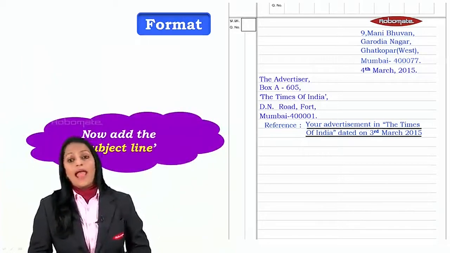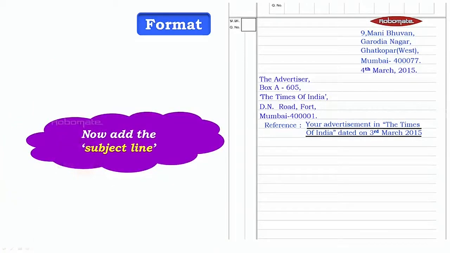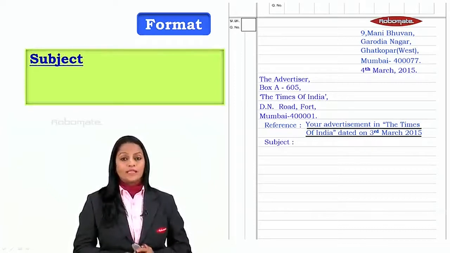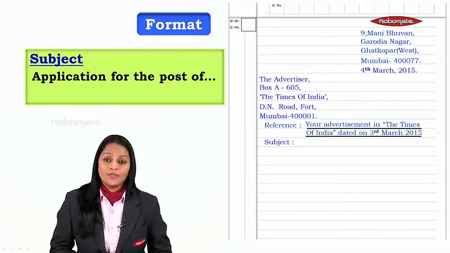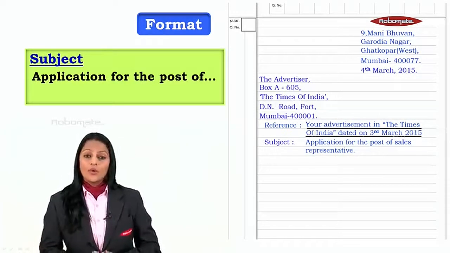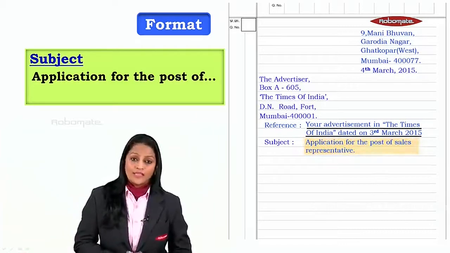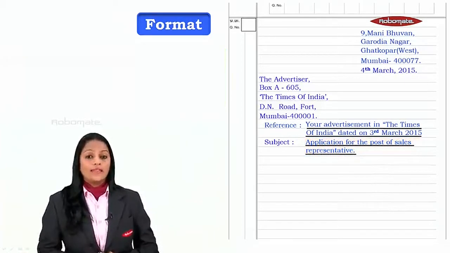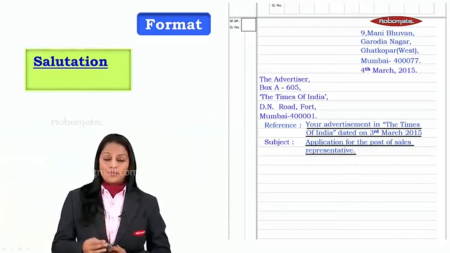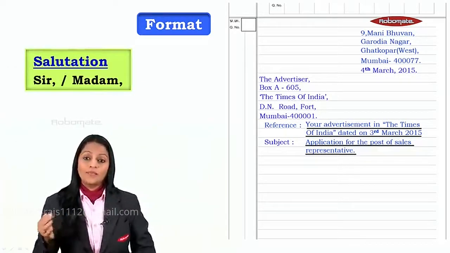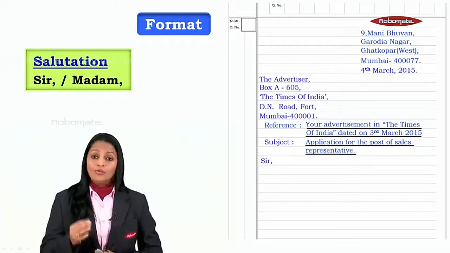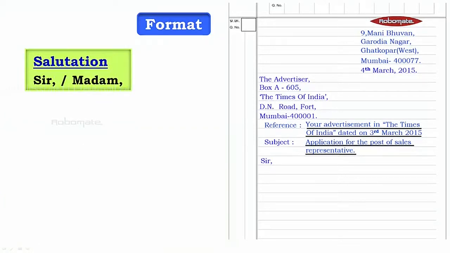Now, here add the subject line after the reference line. So after the reference line, you have the subject line. Again, it is centralized. And what will you write as the subject? Here it is application for the post of, and it was given in the question, it is sales representative. So here again, you underline the subject. After that, students, again we come to salutation. Now the salutation could either be sir or it could be madam along with a comma. Do not forget the comma.